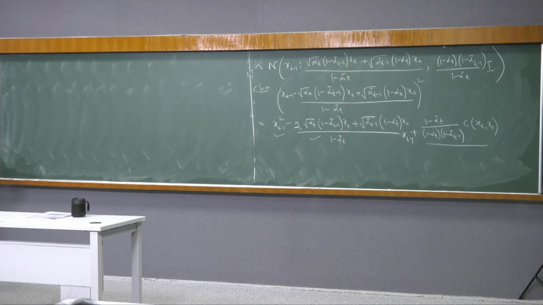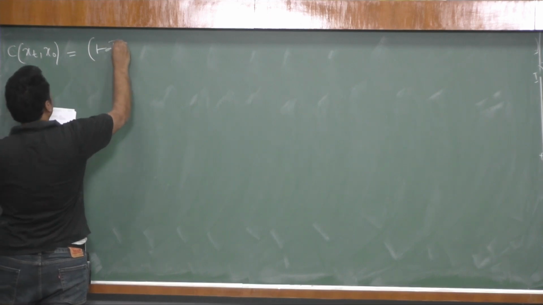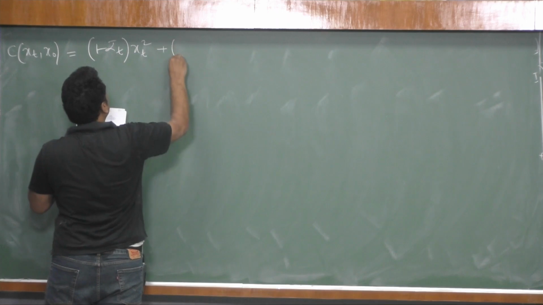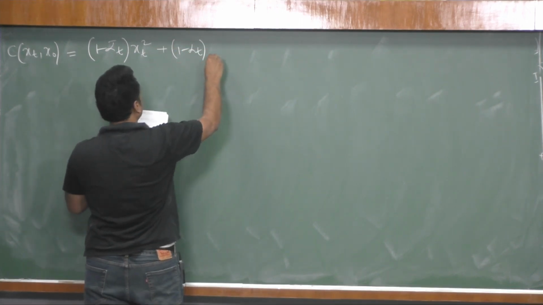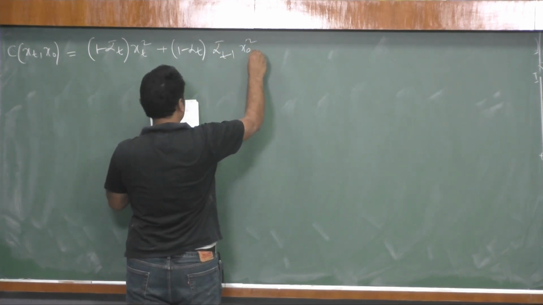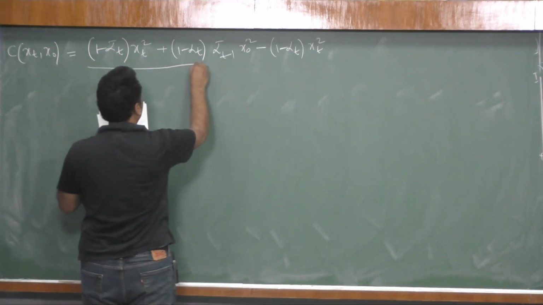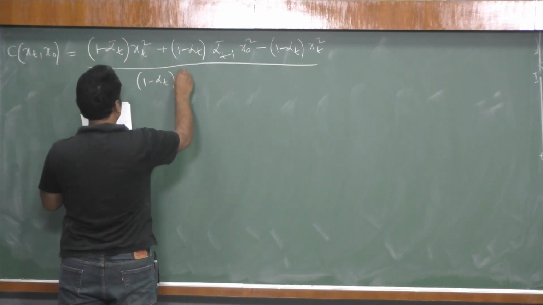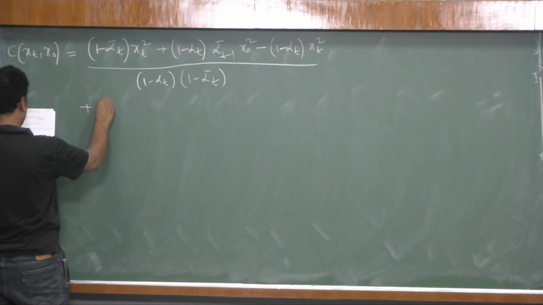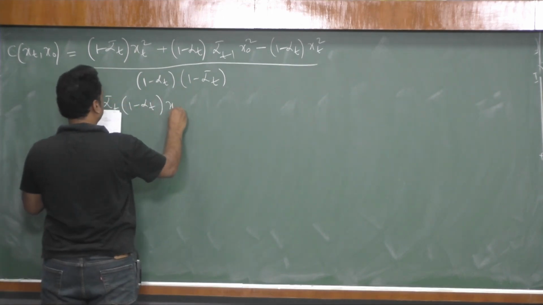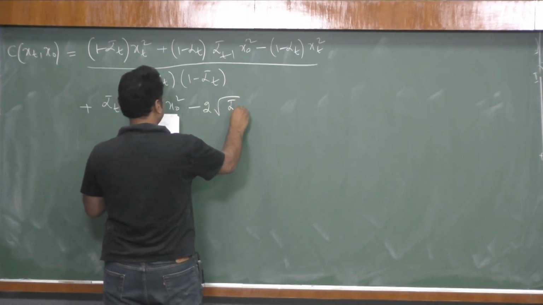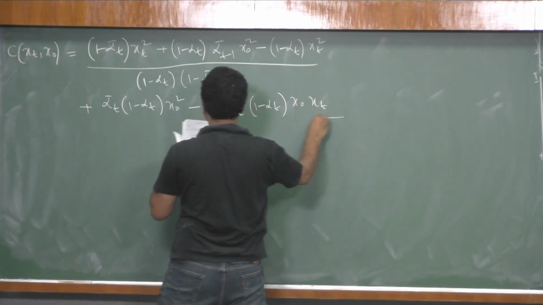So now we will recall the C that we wrote, right? So the C that we wrote last time could be now written as C of xt, x naught, and this can be written as 1 minus alpha bar t xt squared plus 1 minus alpha t, alpha bar t minus 1 x naught square minus 1 minus alpha t xt squared, divided by 1 minus alpha t, 1 minus alpha bar t, plus alpha bar t 1 minus alpha t x naught square minus 2 alpha bar t 1 minus alpha t x naught xt. So you can check the C expression that I wrote.